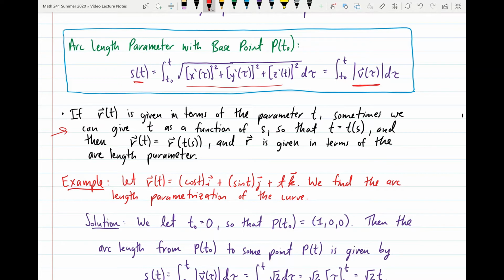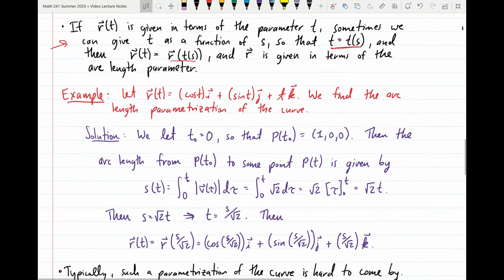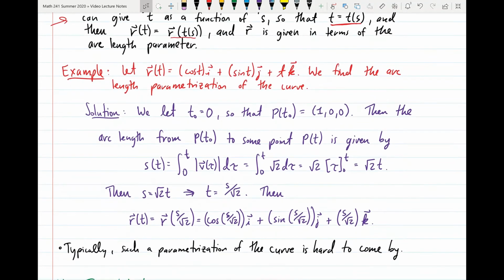So we can write t is equal to t of s for some function t of s, and then r of t will be equal to r of t of s, where we've just substituted t for the function t of s. And once we've done this, then r is given in terms of the arc length parameter. So if we can find this function relating t to s, then we are able to write r parameterized by the arc length parameter as opposed to t. So let's give an example of when this is the case. It is certainly not always the case that we can actually calculate this, at least not easily.